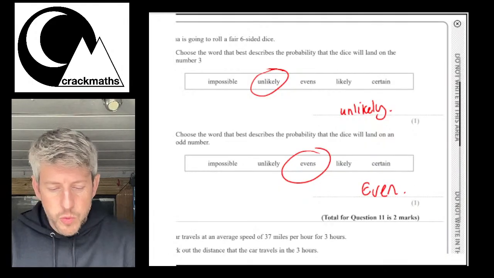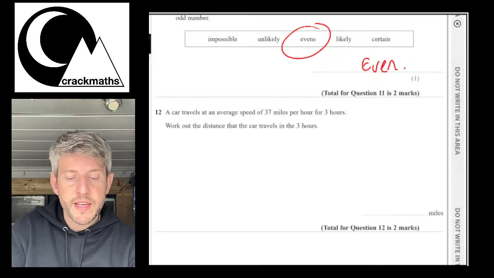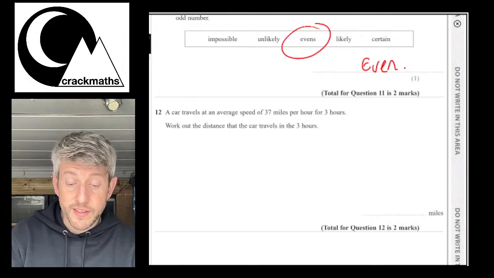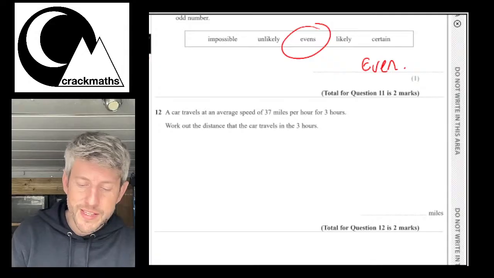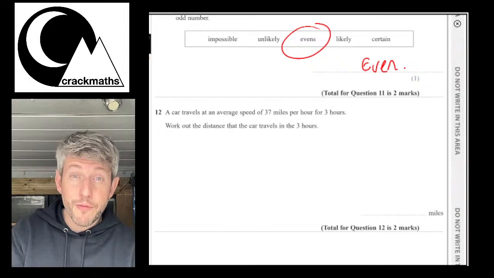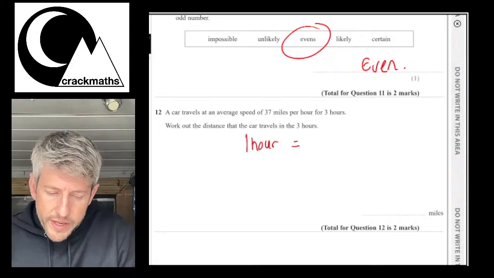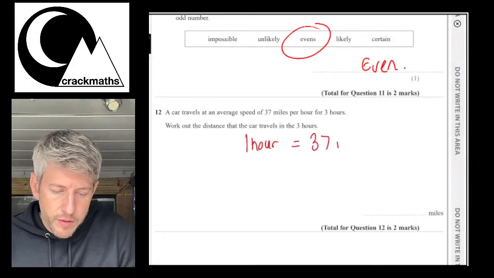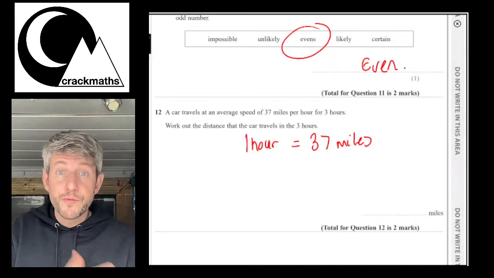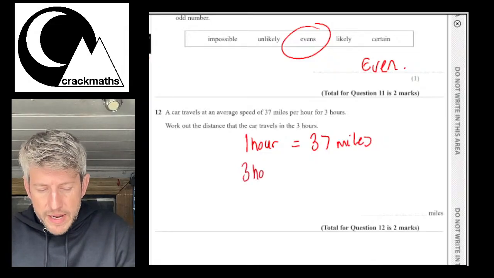Right, question 12. A car travels at an average speed of 37 miles per hour for 3 hours. Work out the distance the car travels in 3 hours. Right, so 37 miles per hour means that in 1 hour we travel 37 miles. So this is what 37 miles per hour means. 1 hour equals 37 miles. So how many hours are we travelling for? We're travelling for 3 hours.